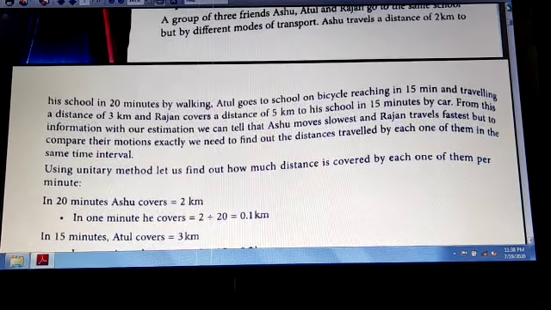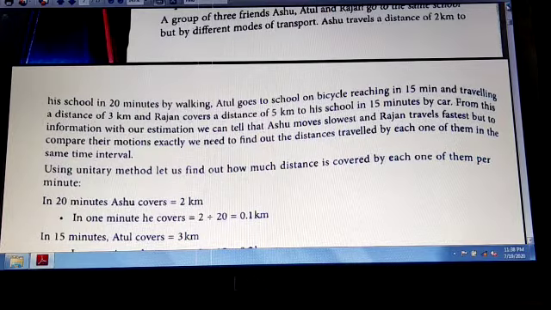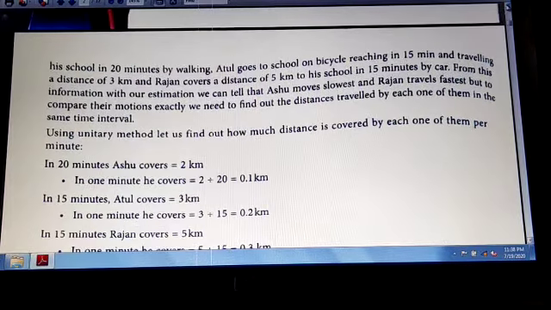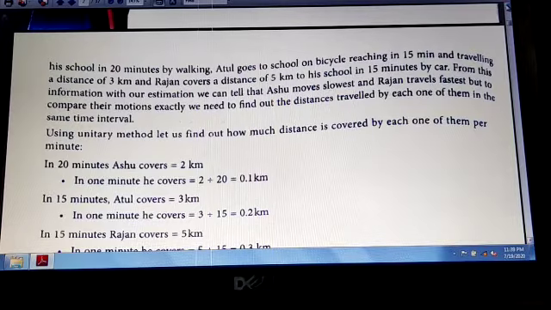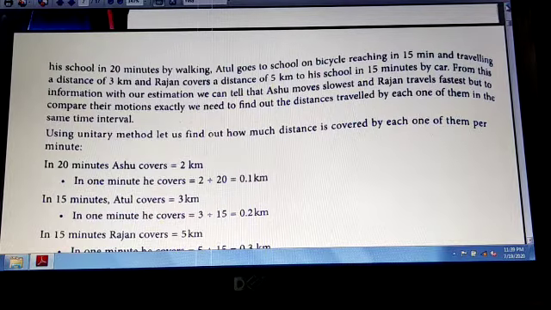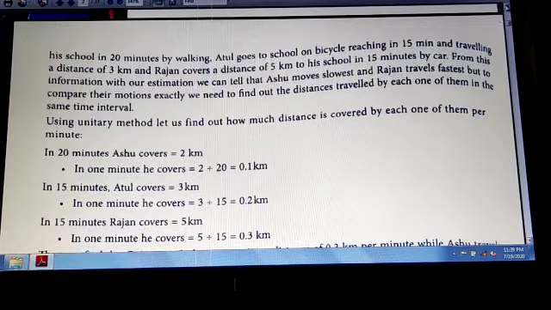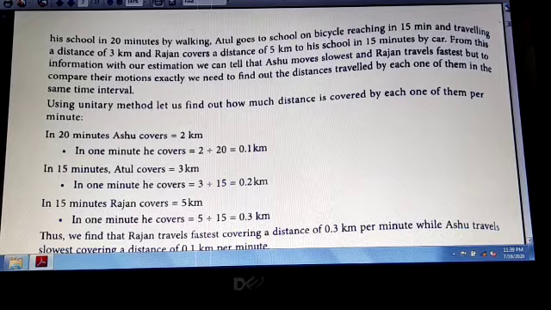Atul covers a distance of 3 kilometers in 15 minutes by car. So in 1 minute, how will we calculate? 3 divided by 15, that is 1 by 5, and 1 by 5 is 0.2 kilometer. I hope all of you know unitary method. In maths also you study unitary method, that 10% do this work in so many hours, so how much time 5% will take, like that. So using unitary method, same thing we are doing.